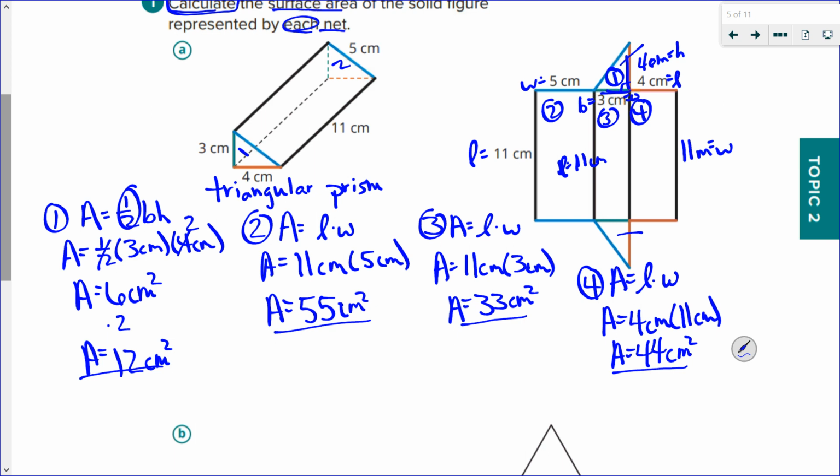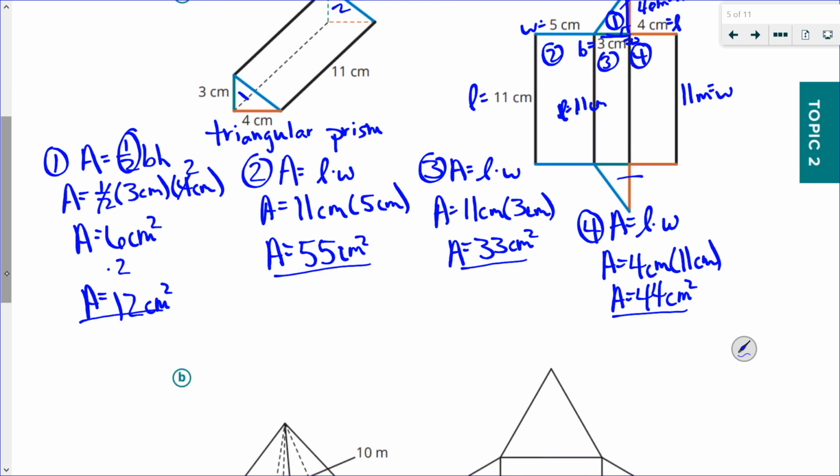So to find my total surface area, what do I need to do? Add them all up. Okay? So I already doubled the first one, so I've got 12, 55, 33, and 44. Adding that up gives me 9 plus 5 is 14. I've got 5, 10, 14. So my total surface area is 144.